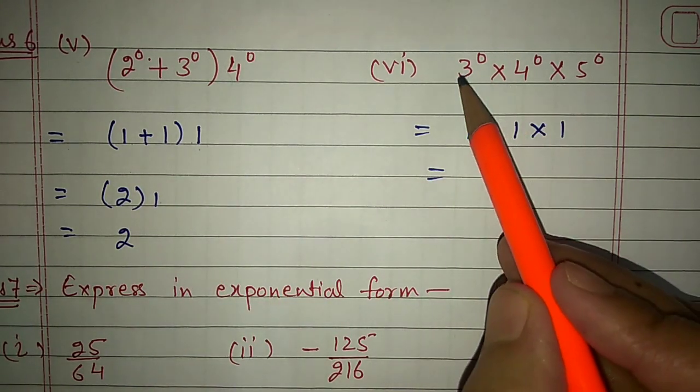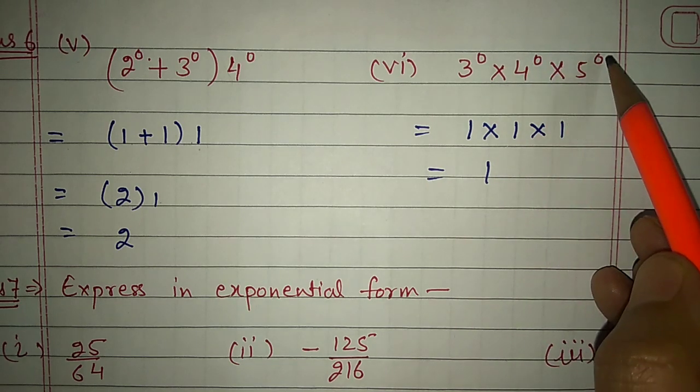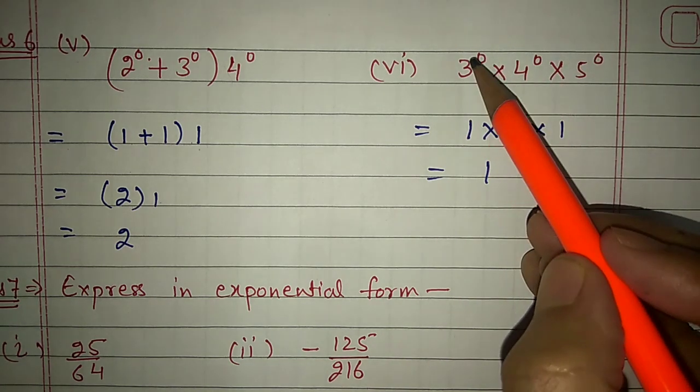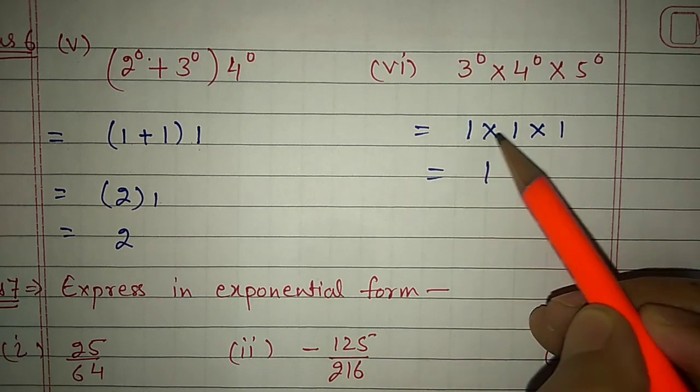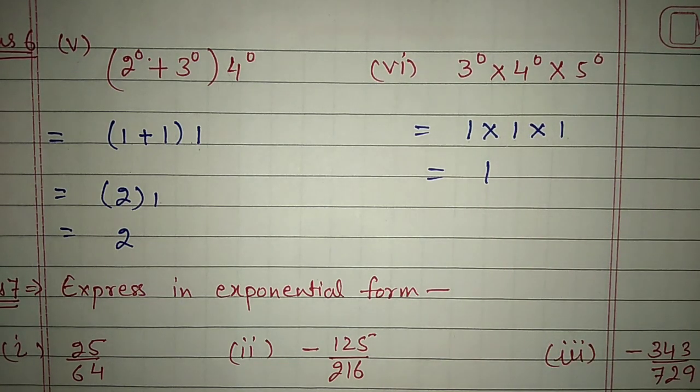Sixth part: 3 to the power 0 multiplied by 4 to the power 0 multiplied by 5 to the power 0. Anything to the power 0 is equal to 1. 1 multiplied by 1 multiplied by 1 is equal to 1.